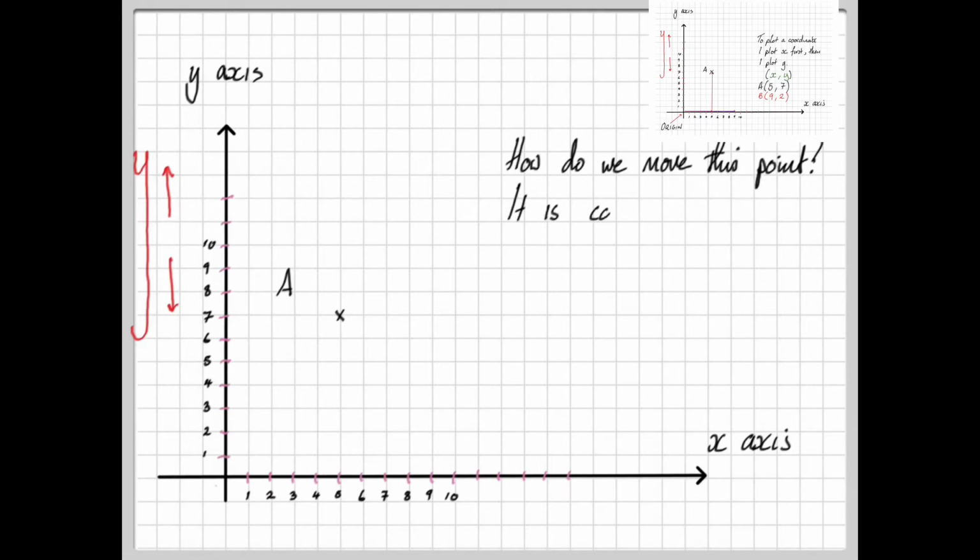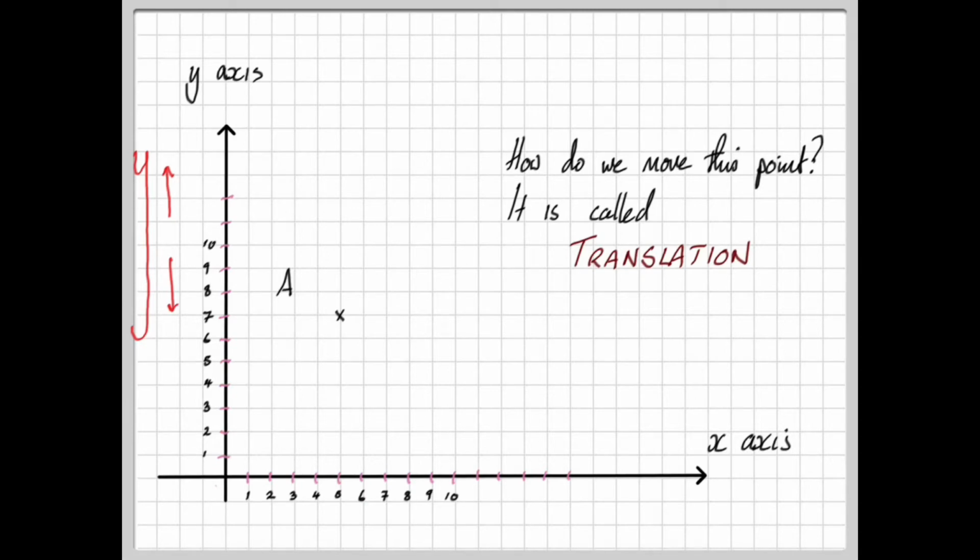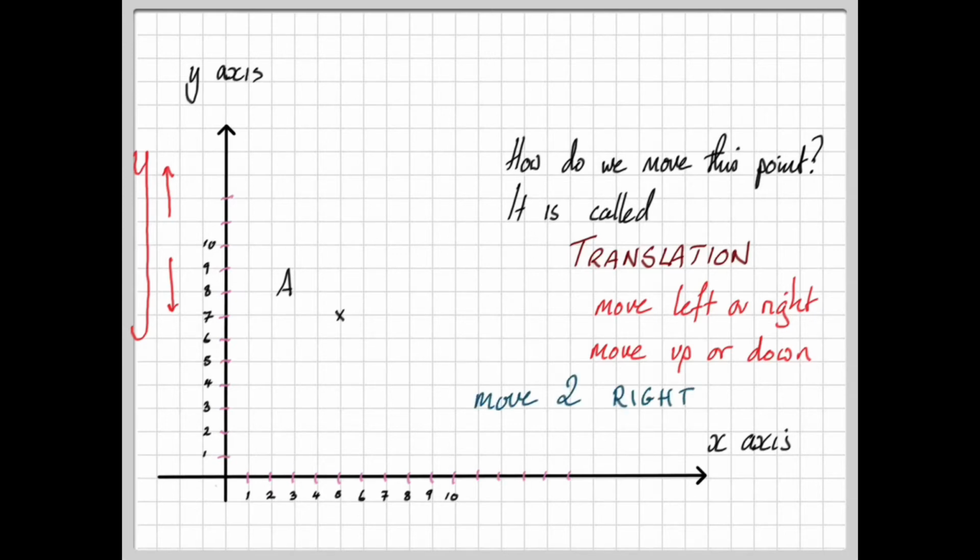Our question though is, how do we move this point? Well, it's called translation, and we always move left or right first, and then we move up or down. And I'll give an example that will simplify things for you. Firstly, we're going to move 2 right, then we're going to move 2 up. Let's have a go at that.